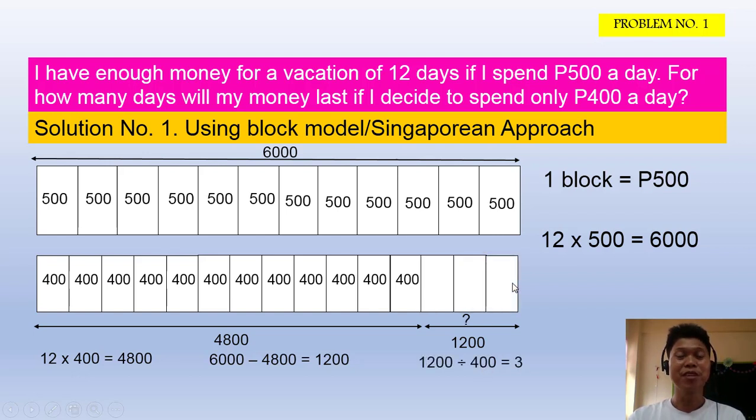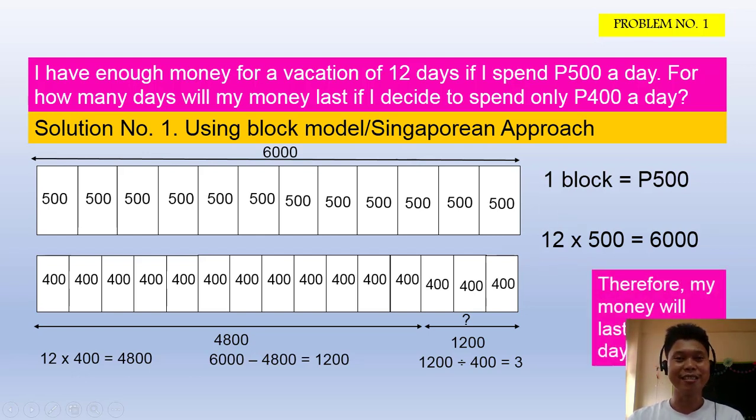Dagdagan natin ng 3 days. Ibig sabihin, tatagal ng 3 days na mas mahaba kaysa sa 12 days. Ibig sabihin, it is 15 days. Okay? So this is how to solve using Singaporean approach.